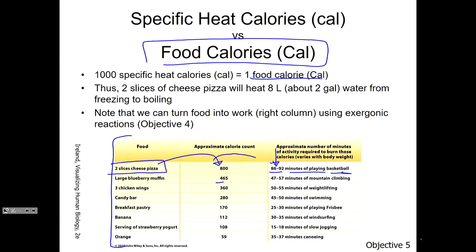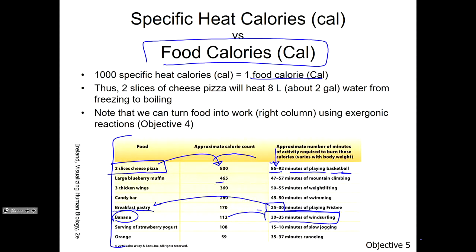What if you're playing really, really hard? You know what? Your friend calls you and they're like, hey, we're going to go to the park and play Frisbee. And you're like, well, for how long? And they're like, 25 to 30 minutes. You're like, okay, hold on. I need to eat a breakfast pastry. Right? There's one on here that's super funny. Windsurfing. Let's go windsurfing for half an hour. Hold on, I need a banana.